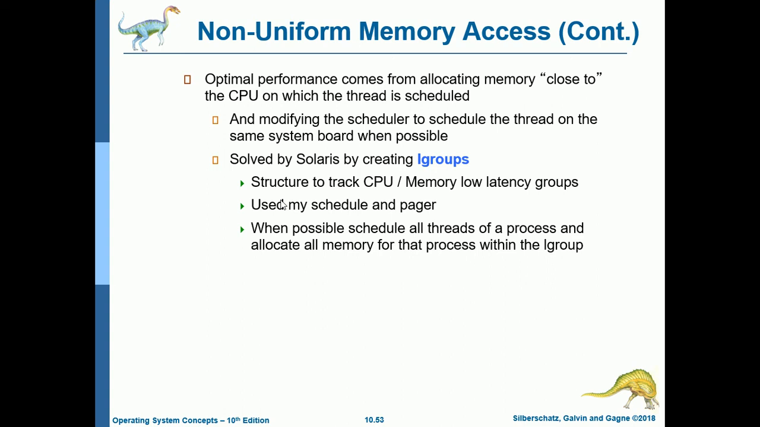Optimal performance comes from allocating memory close to the CPU on which the thread is scheduled, and modifying the scheduler to schedule the thread on the same system board when possible. This is solved by Solaris by creating lgroups, or locality groups, a structure to track CPU or memory low-latency groups. They use their own scheduler and pager. When possible, schedule all threads of a process and allocate all memory for that process within the lgroup.